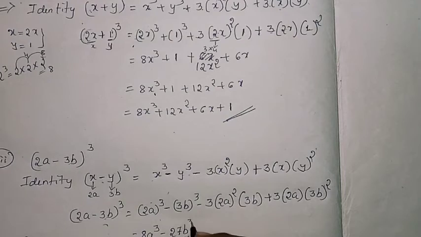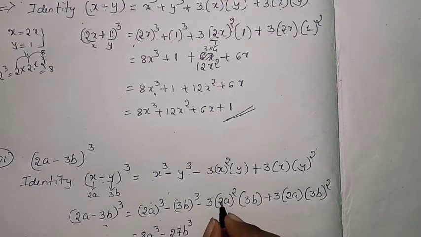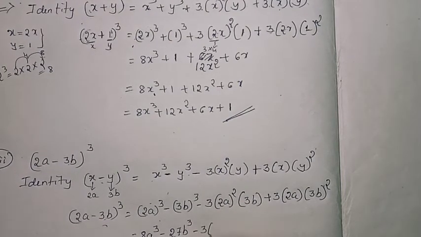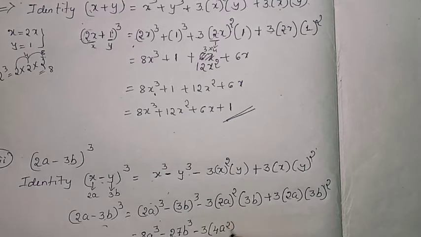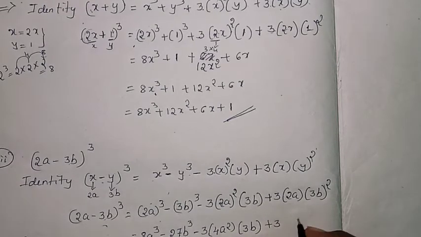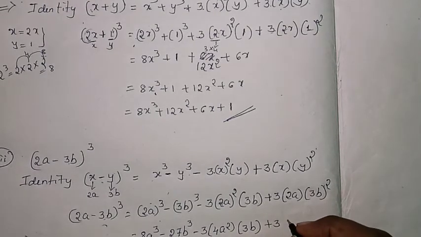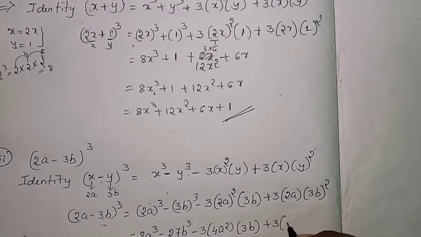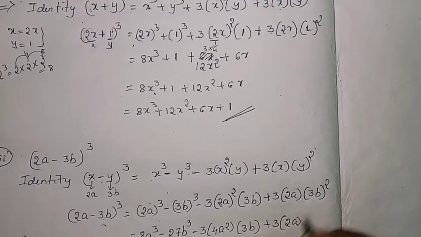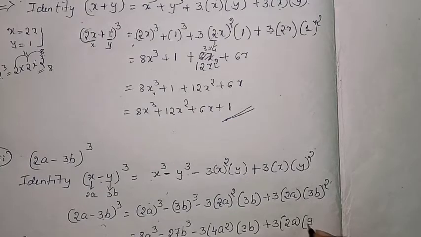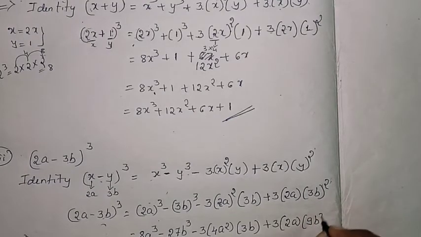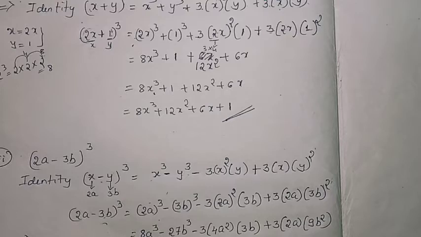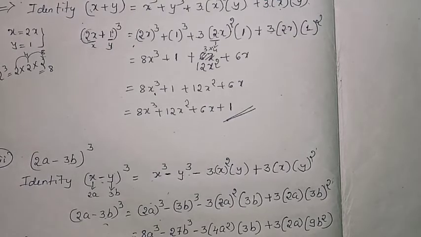27b cube minus 3 2 is 6, so it is minus 3 4 a square. So 2 square is 4, 4a square into 3b I will write, then plus 3, and here 2a, 3 3 is 9, 3 square is 9b square. So 8a cube minus 27b cube.